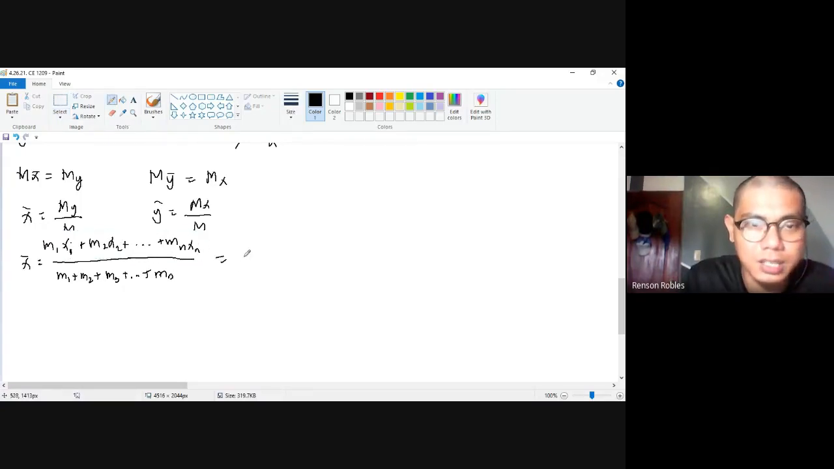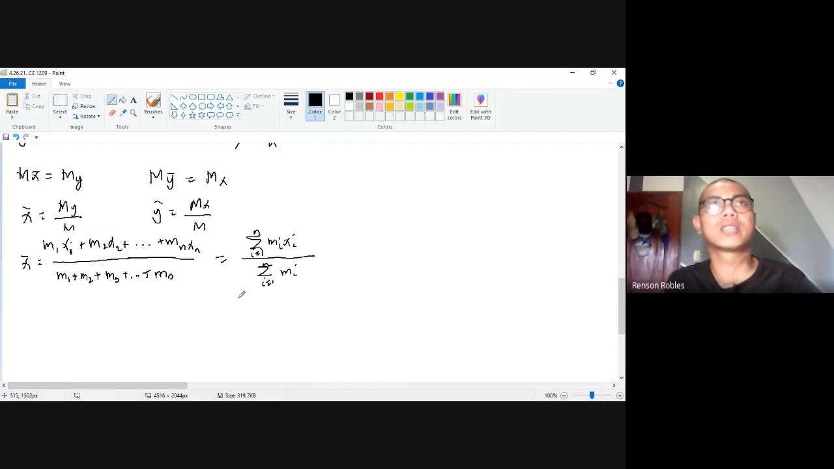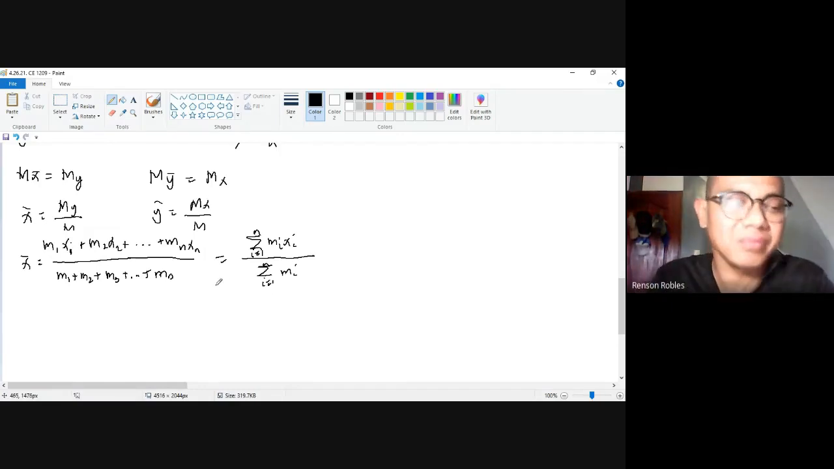So, in summation notation, x bar equals the summation of mi xi, where i runs from 1 to n, all over the summation of mi, where i runs from 1 to n. You have to remember this because this is the same formula that we are going to use when we reach the centroid of the area of the region bounded by different curves.